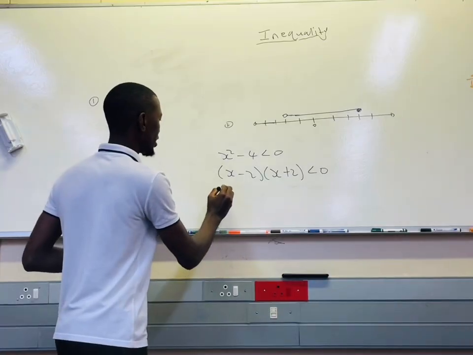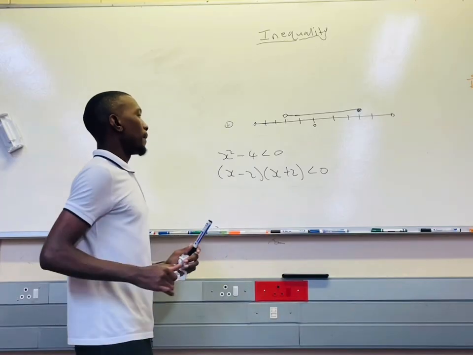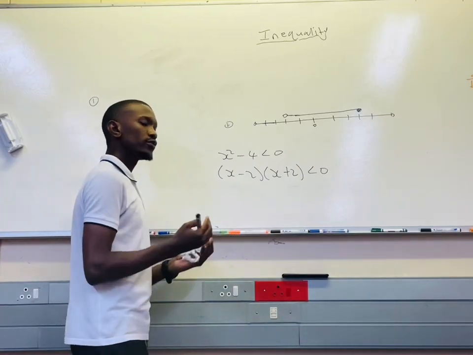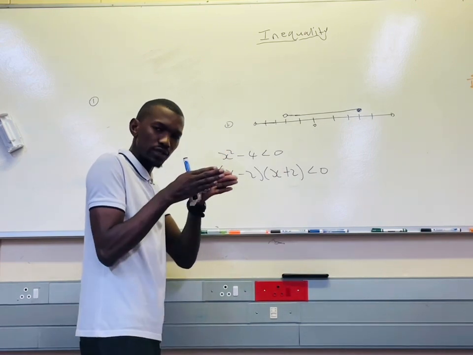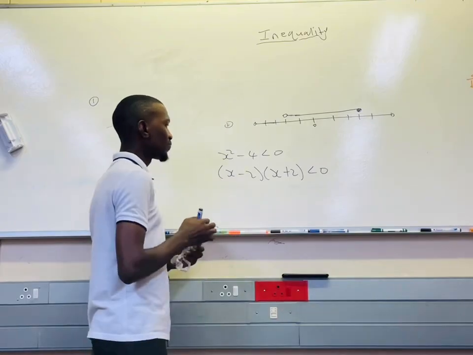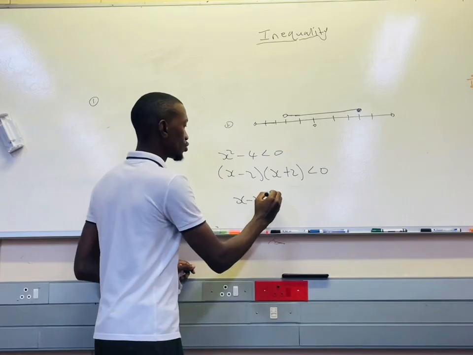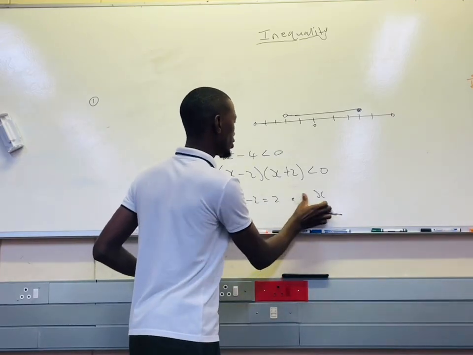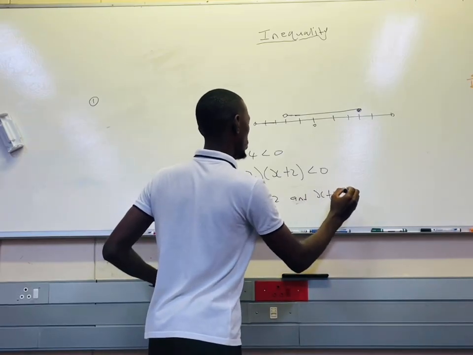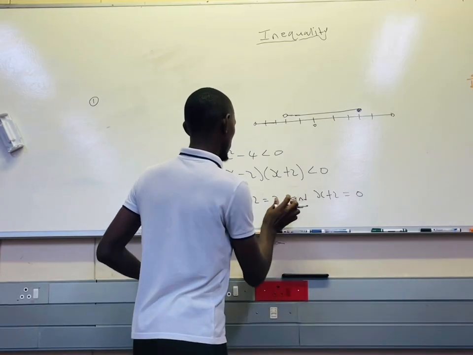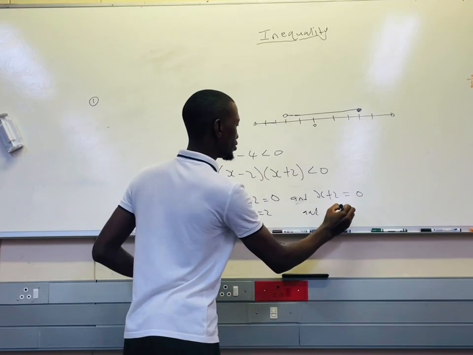Then I have something called the critical values, but for now I will leave it. Since it's less than, we are looking for the values that are in between. Every time you see less than or less than or equal to, those values are always in between. So x minus 2 equals 0, and we use and since they are less than, and x plus 2 equals 0. Then x equals 2, and here x equals minus 2.